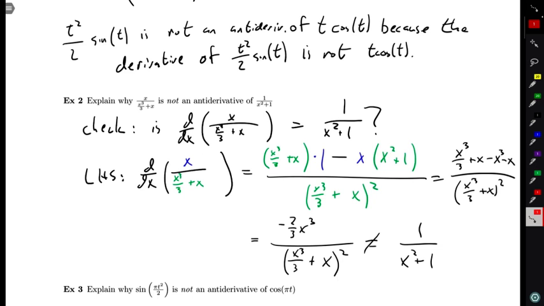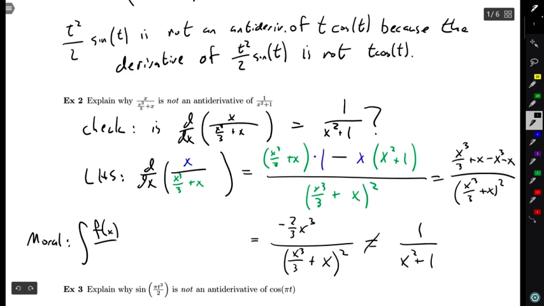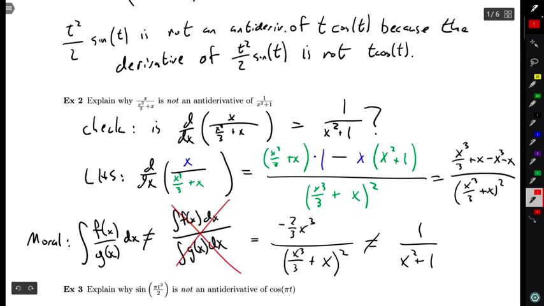So again, we see that this is not an antiderivative of this function because its derivative is not equal to that function. So the moral of this example is that for the integral of f of x over g of x, if we're computing the integral of a fraction, we can't just integrate the numerator and denominator separately. There's no rule that lets us do this.